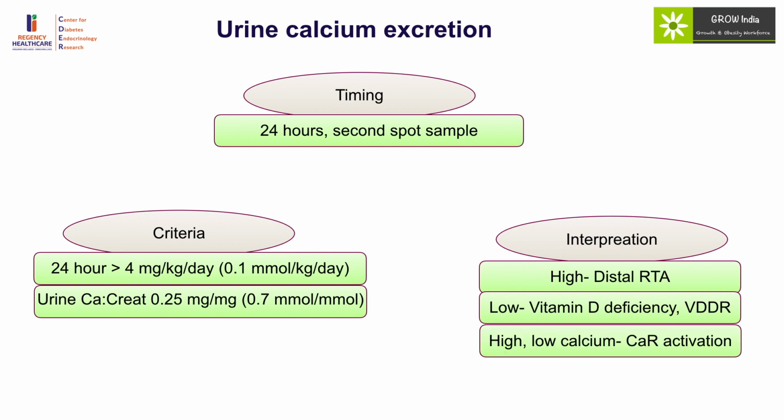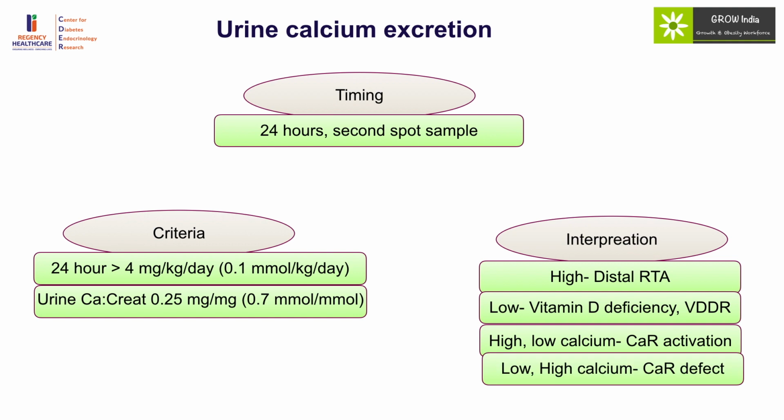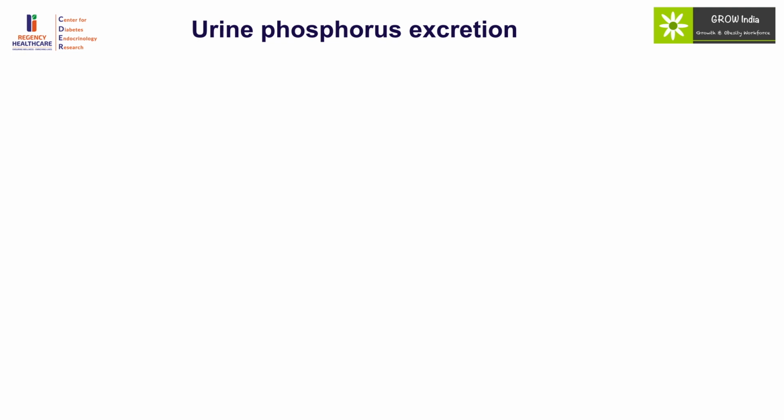High urinary calcium with low serum calcium should indicate an activating calcium sensing receptor defect, while low levels with high calcium should suggest a calcium sensing receptor inactivating defect causing hyperparathyroidism. Urinary phosphorus excretion is also important, particularly in the setting of rickets, where the possibility of hypophosphatemic rickets is concerned.